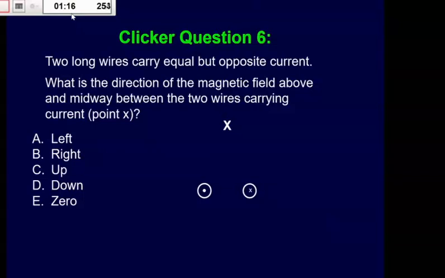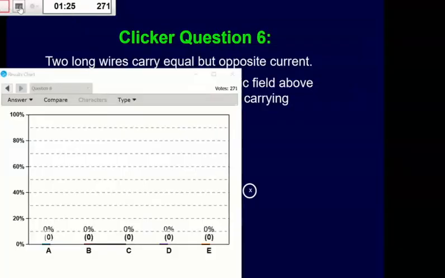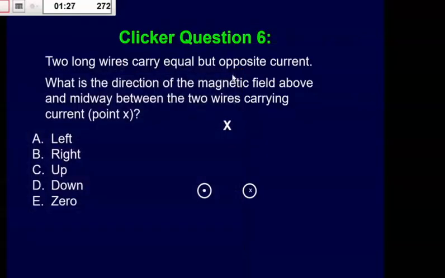Okay, I think that's most everybody. So let's go ahead and call time here. Let's see what we got. Okay, good, the clicker, middle finger, so I think we agree with that.